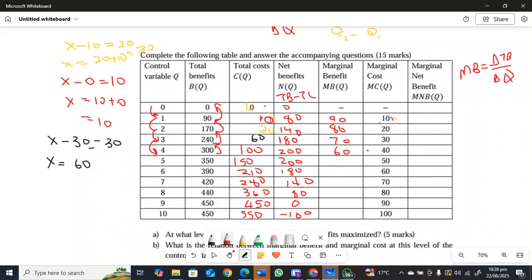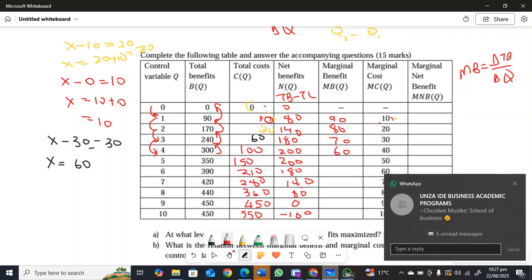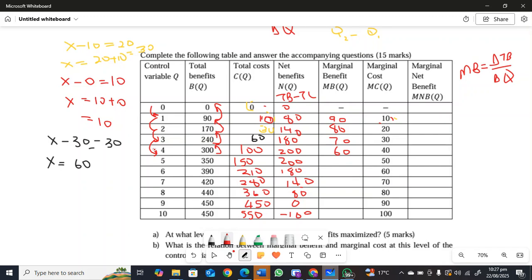Okay. So as we increase our production, the additional benefit is going down, and the additional cost is going up. Any questions before I continue? When we move from 4 units to 5 units, our output increases from 300 to 350. So what's the extra benefit? 350 minus 300, that is 50. The extra benefit is 50 and the extra cost is 50.